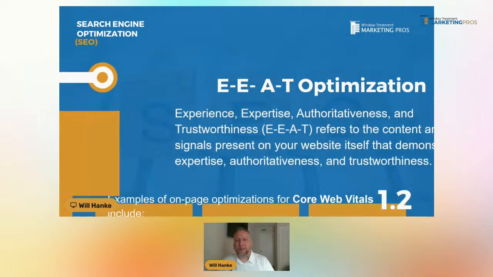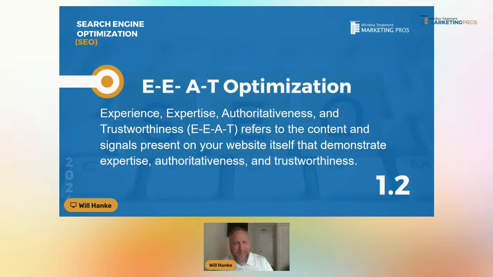All right, number 2, E-E-A-T. This is something that Google rolled out, I want to say maybe 2 years ago at this point, somewhere in that time range. And they're really focusing on 4 things that every website needs to have. It needs to portray experience, expertise, authoritativeness, and trustworthiness.